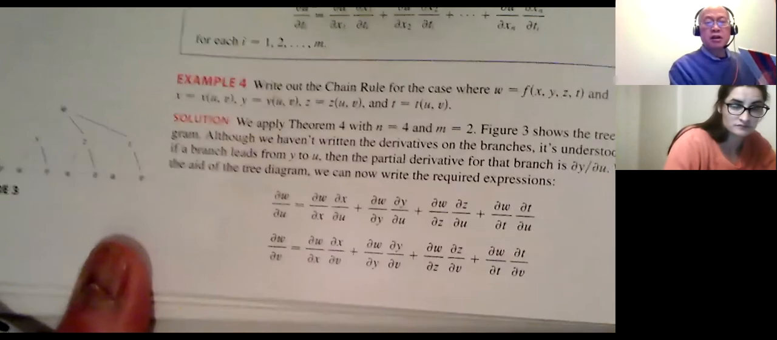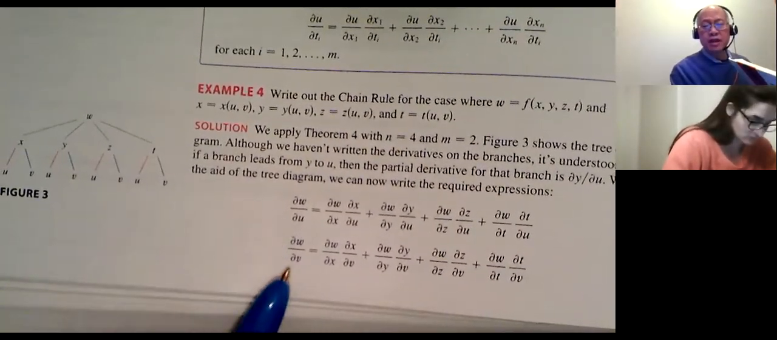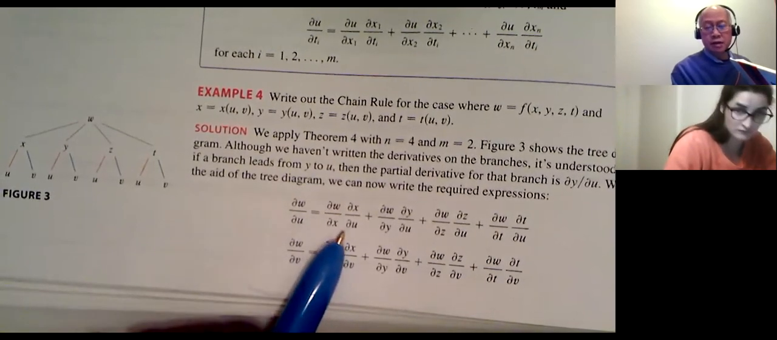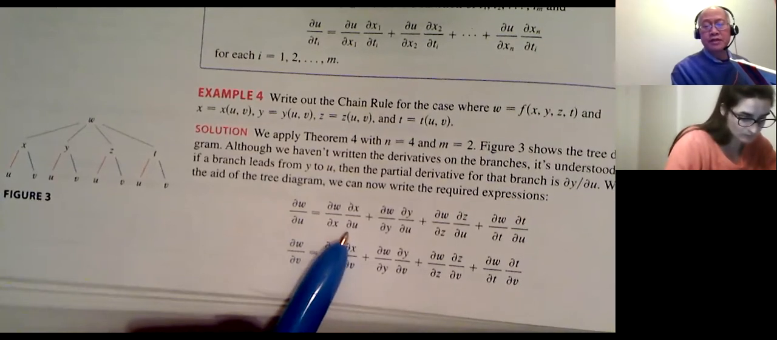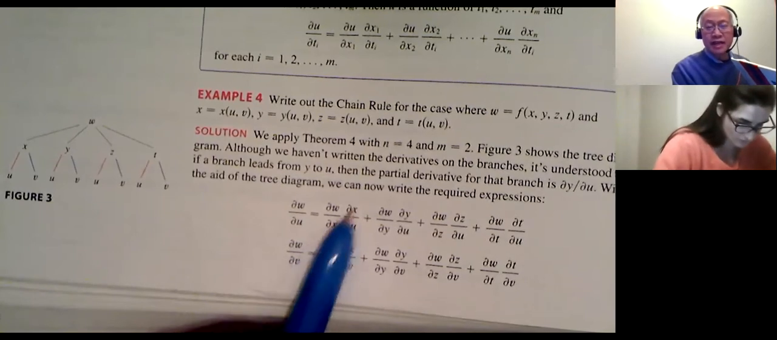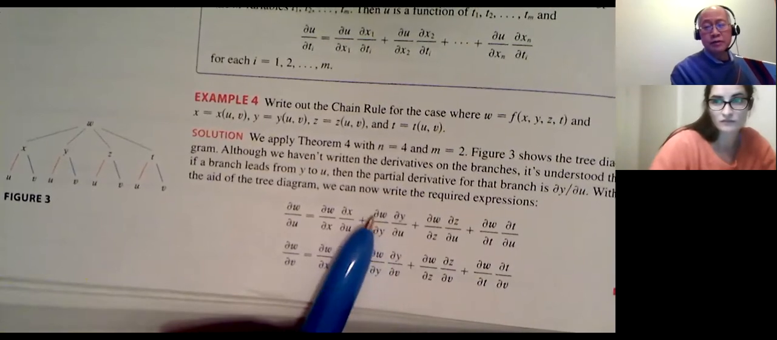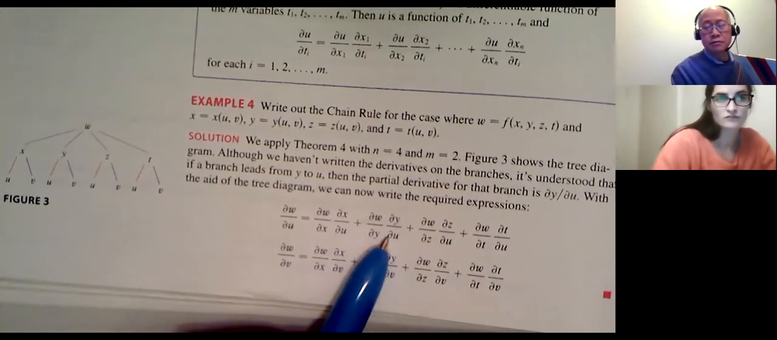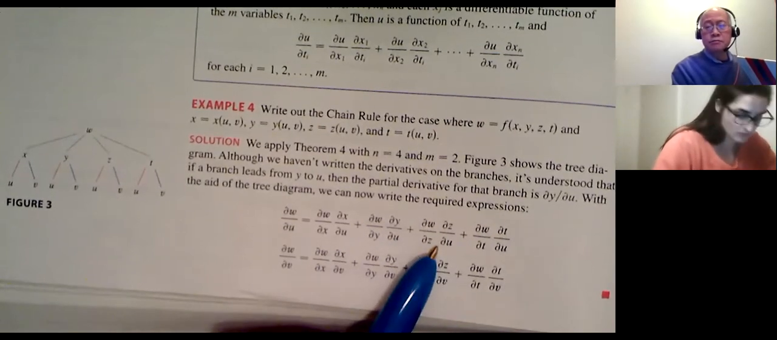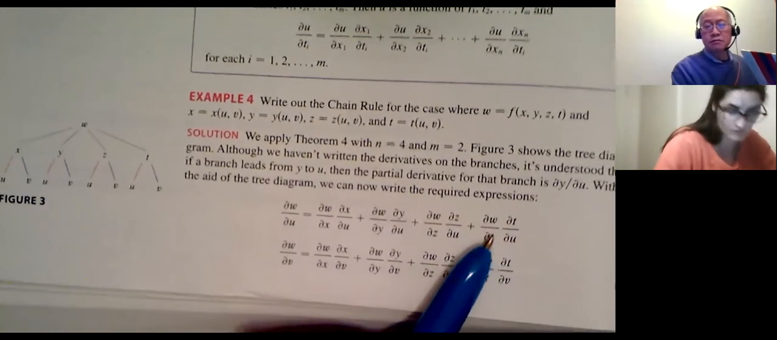So this long mess here, partial of W with respect to u, partial of W with respect to v. So partial of W with respect to x, partial of x with respect to u. Can't even say it. And again, it kind of looks like the partial with respect to x cancels out. Then do the same thing for y. Partial of W with respect to y, partial of y with respect to u. Then do the same thing for z. Partial of W with respect to z, partial of z with respect to u. And finally, partial of W with respect to t, partial of t with respect to u.